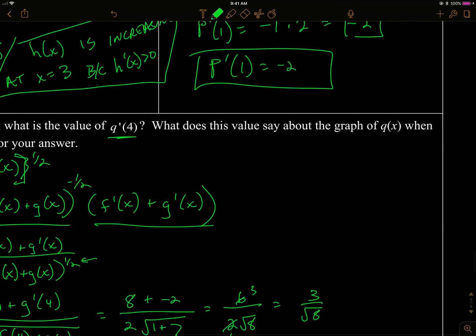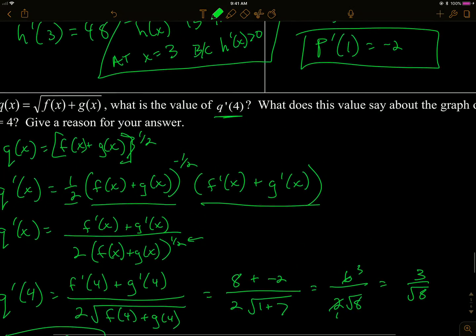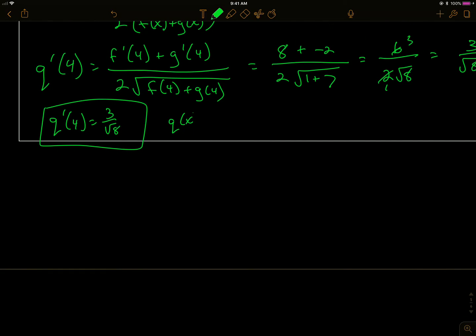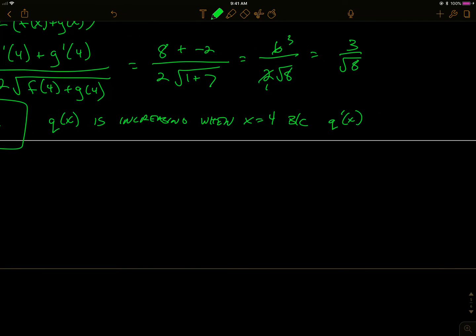It also said, what does this value say about the graph of q when x equals 4? And give a reason for that. This means that q of x is increasing when x equals 4 because q prime of x is bigger than 0.